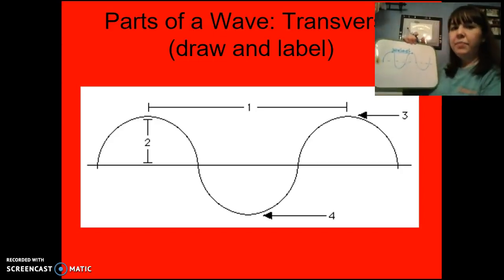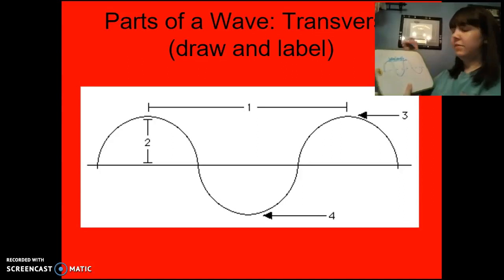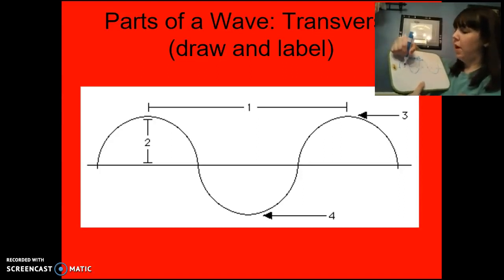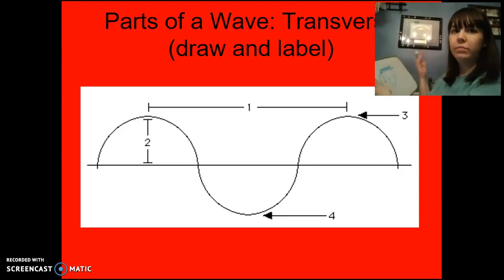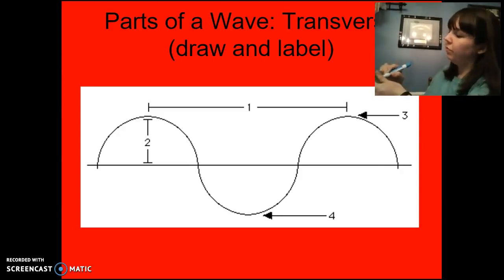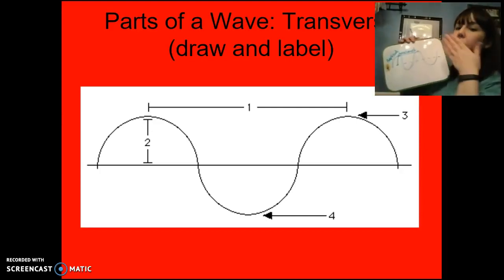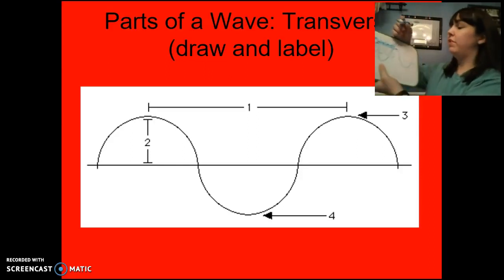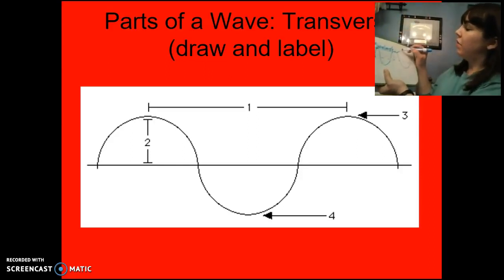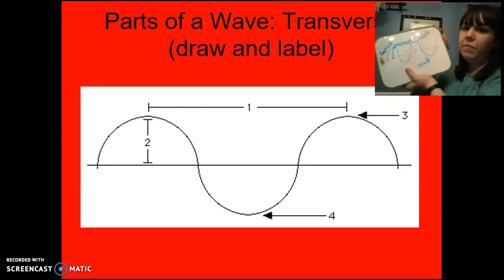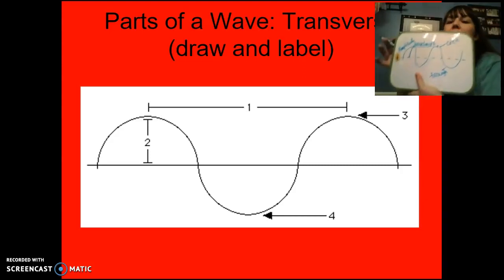Okay, so that's wavelength. You see number two here on our diagram is from that middle point, that line of equilibrium, up. You could also do from that line of equilibrium down. Either way, it's how far you're deviating from having no energy, and that's called the amplitude. A-M-P-L-I-T-U-D-E, amplitude. Okay. Finally, 3 and 4 are pointing to the top and the bottom. The top is called the crest. The bottom is called the trough. T-R-O-U-G-H, trough. Okay. Crest on the top, trough on the bottom.